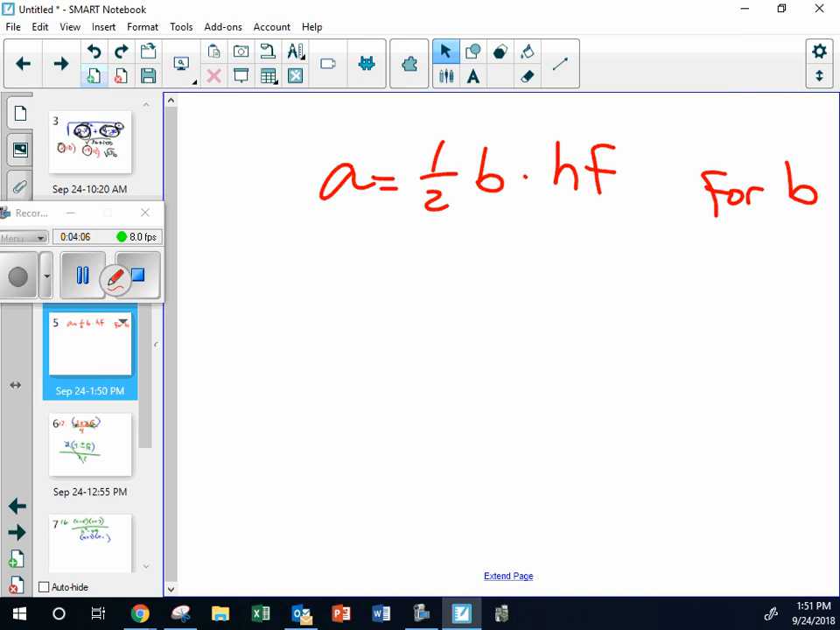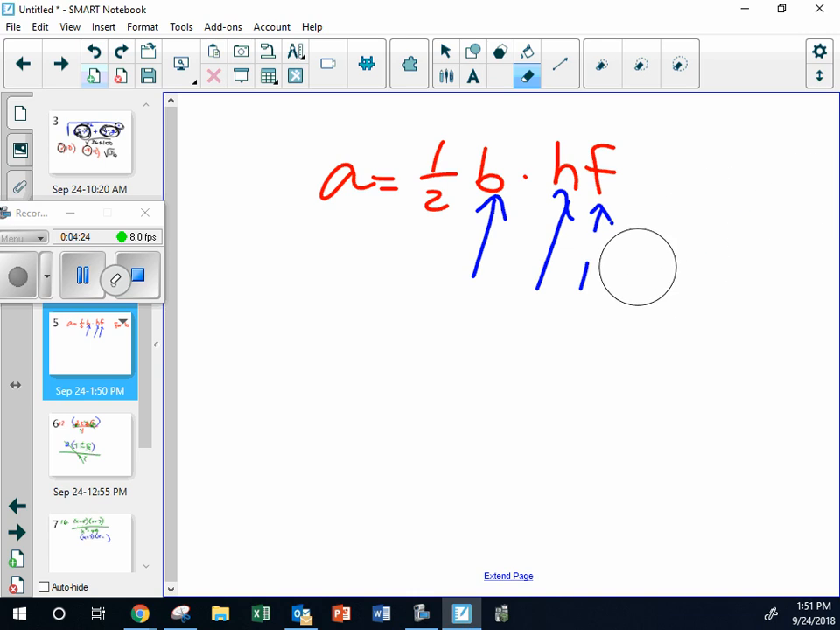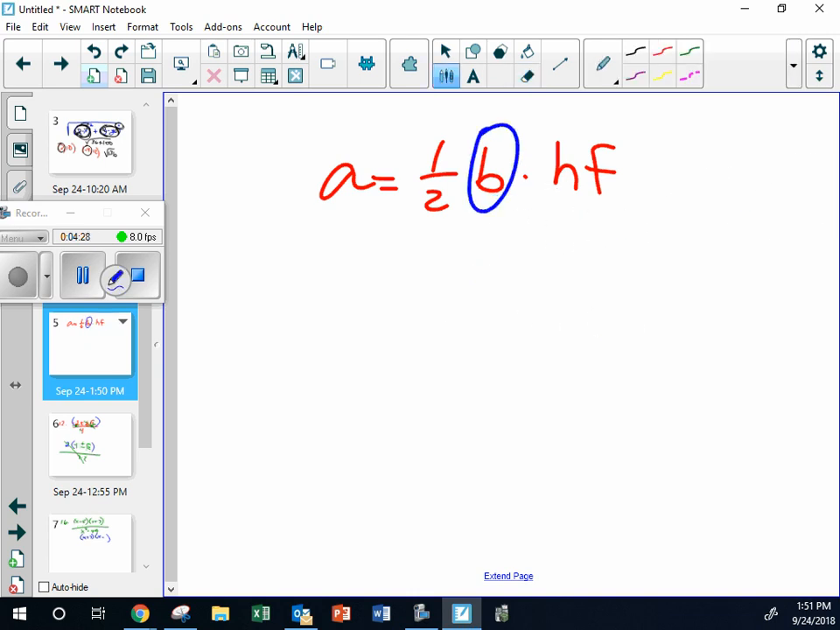All right. First of all, is it solved for B right now? No, what's it solved for right now? It's solved for A. And just so you know the terminology here, it's solved in terms of B, H, and F. In terms of. All right, so if I'm going to solve it for B, that means I want this one alone. So how do I get it solved for B?